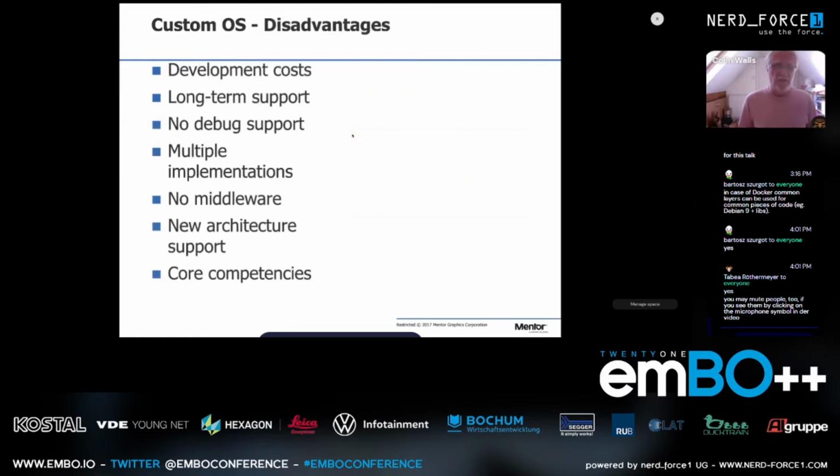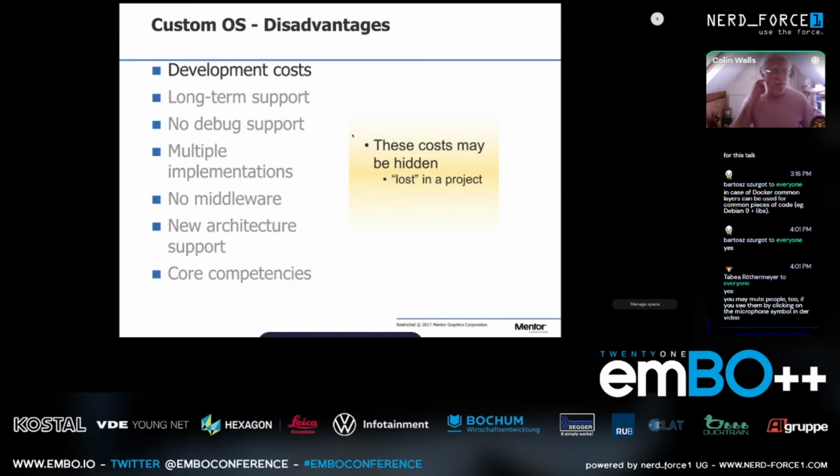Disadvantages of a custom OS. Well, the first one is development costs. This is something that eludes many people because often the development costs are lost in other projects. There is no single budget for creating the operating system, but code costs money to develop. It takes time. Time is money. And the fact you've lost that cost is neither here nor there. It was still there.